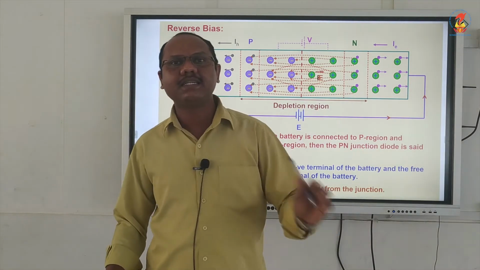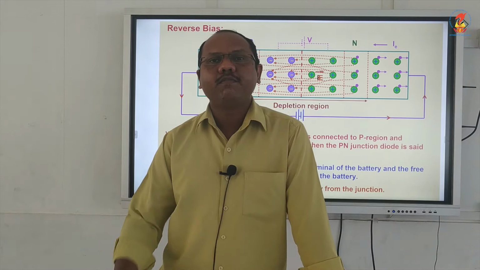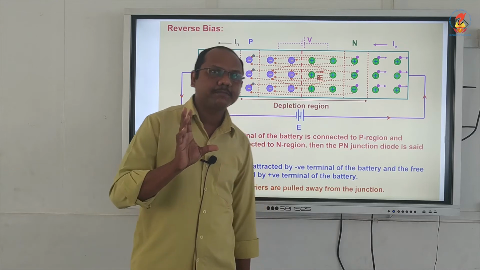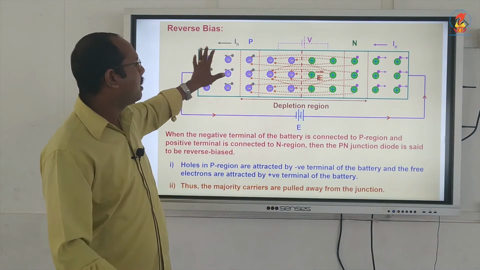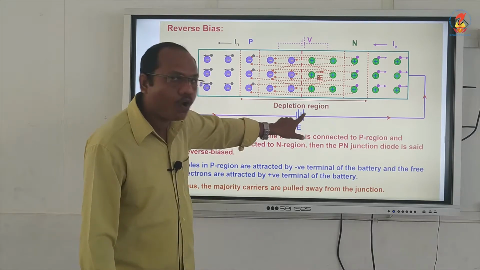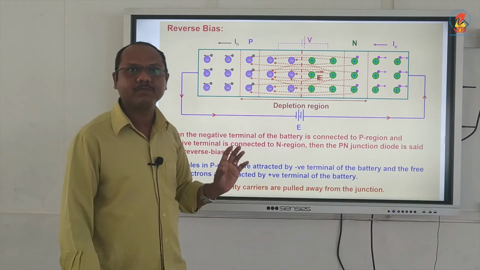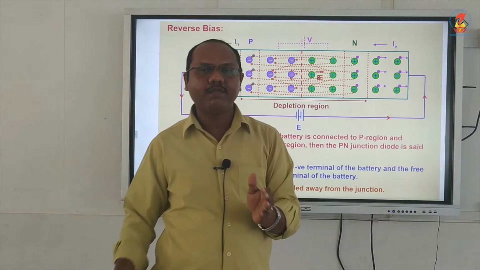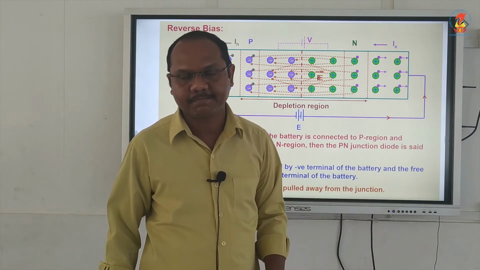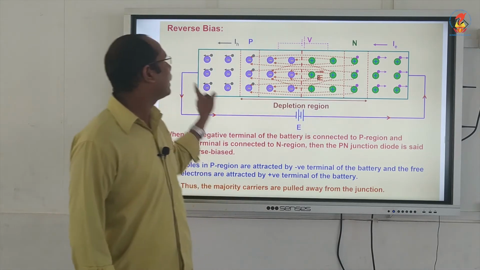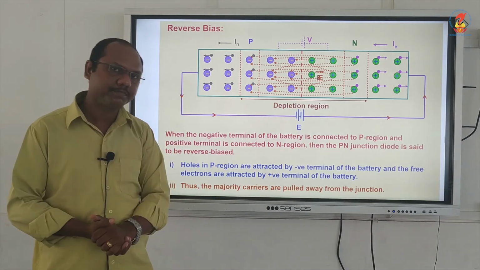The diode is in reverse bias. What is meant by reverse biasing? In reverse biasing, the positive terminal of the battery is connected to the N side, whereas the negative terminal of the battery is connected to the P side. It is exactly the opposite of what we have done in forward bias. The positive terminal is connected to the N side, the negative terminal is connected to the P side.